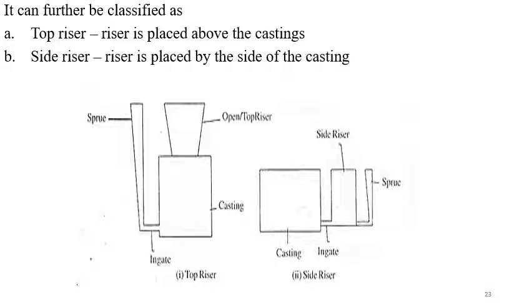The sprue is there. The molten metal comes from here, goes through the sprue and runner directly to the cavity. Once the cavity is completely filled, the metal flows in reverse and rises into the riser. This is a closed type. It should not be exposed to the atmosphere directly.